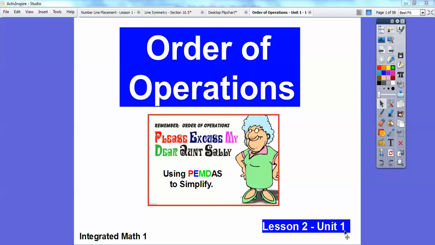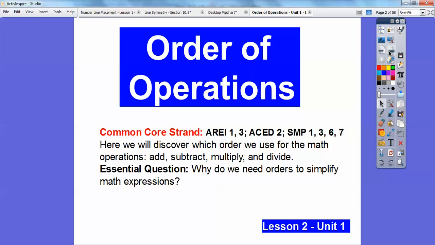Okay guys, this lesson is for our Integrated Math 1 series that we're doing. So this is on order of operations. So there you can see my Aunt Sally. So please excuse my dear Aunt Sally. And so you might have heard of PEMDAS. So our Common Core strand for our teachers is given there.